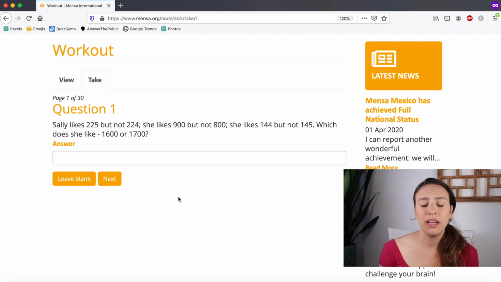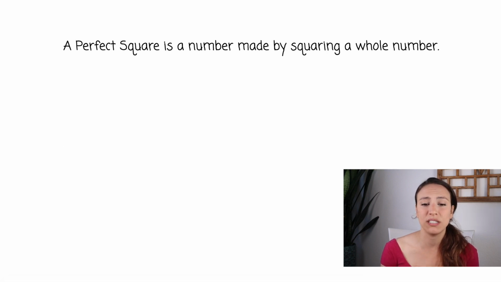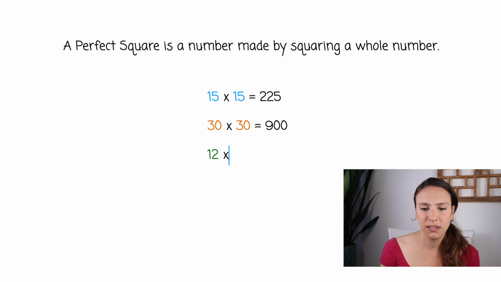So this first one, for some people it might be obvious. It's 1600 because it's one of the perfect squares. So Sally likes all perfect squares. Now again, you either saw that pattern or you didn't. So I'm going to go to the next one.